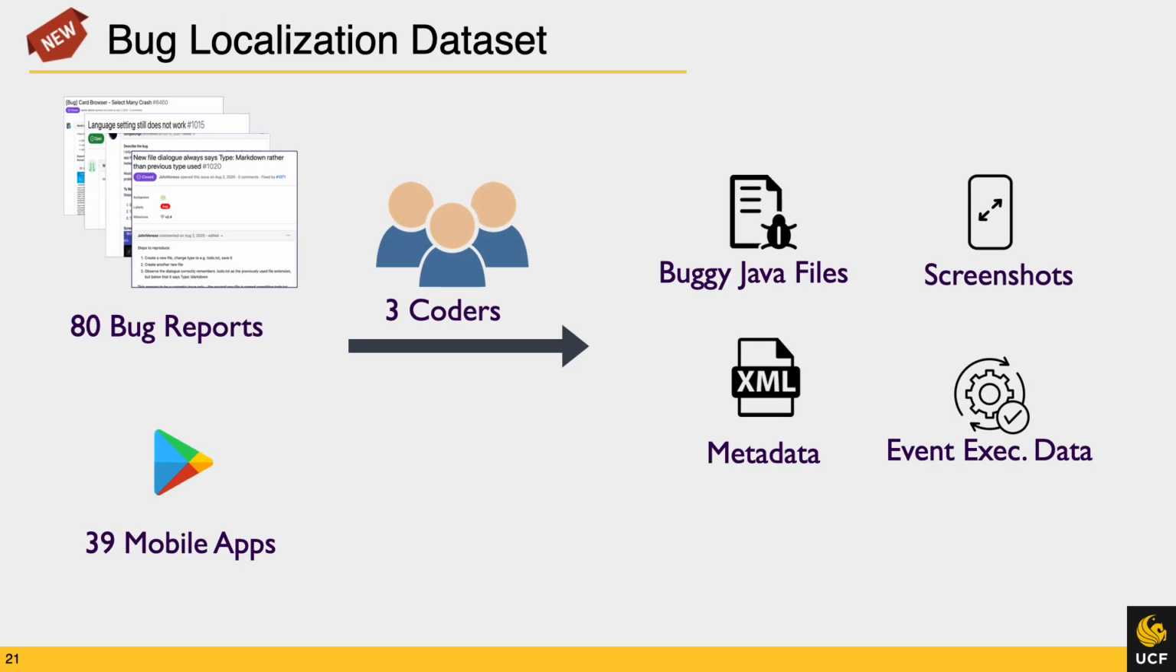For our empirical study, we constructed a new dataset for evaluation purposes. We selected 80 bug reports from 39 mobile applications from the Android 2 dataset. 3 authors of the paper first independently reproduced those bugs and extracted buggy Java files, screenshots, metadata, and event execution data. Then they discussed and resolved if there were any disagreements to derive the final dataset.